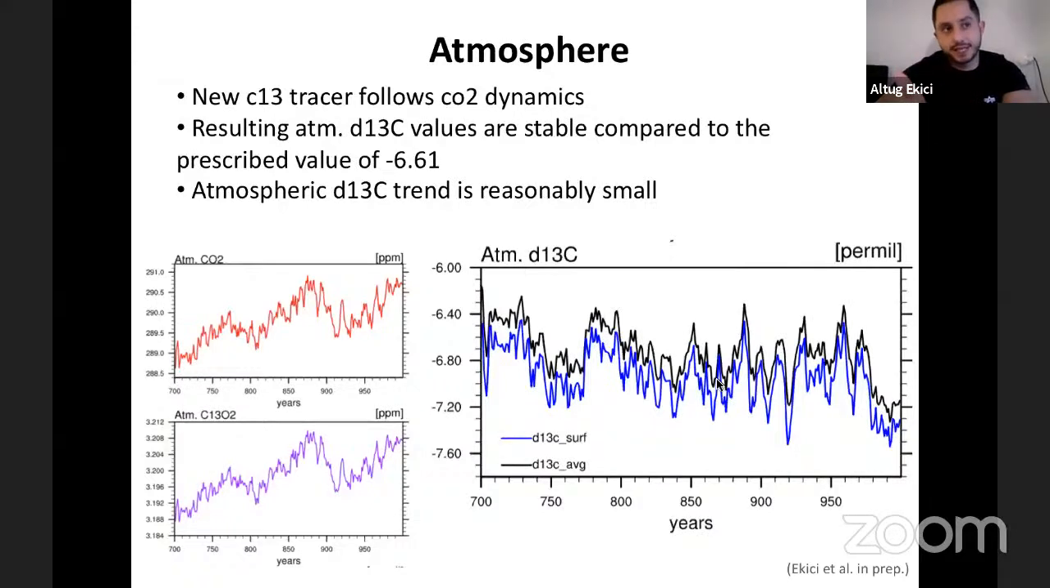Trends giving us confidence that atmospheric C13 is not pushed away toward positive or negative too much, and this is good for us to analyze the land and ocean afterwards. So we are content with this result, and we check the results for the land and the ocean parts after.